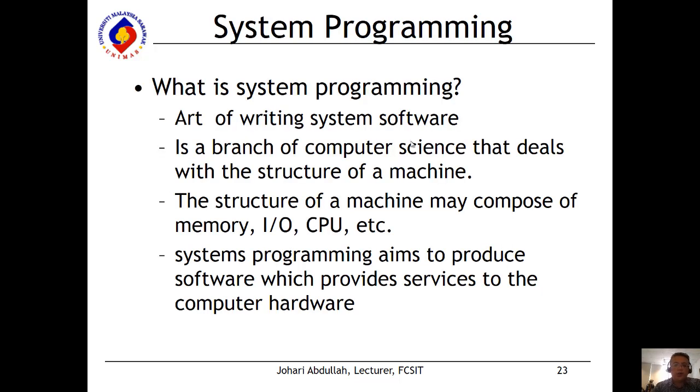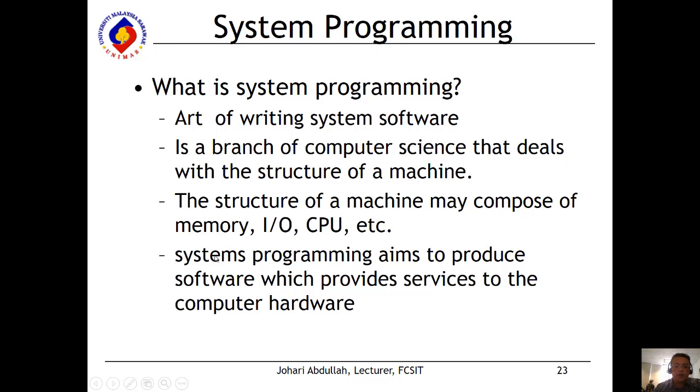Now finally, what is system programming actually? That's what we're going to focus on in our course. The title is system programming. It's an art of writing system software, which is different from application software. We discussed two types of software: application software, which provides service to the end user, and system software, which provides service to the system itself.